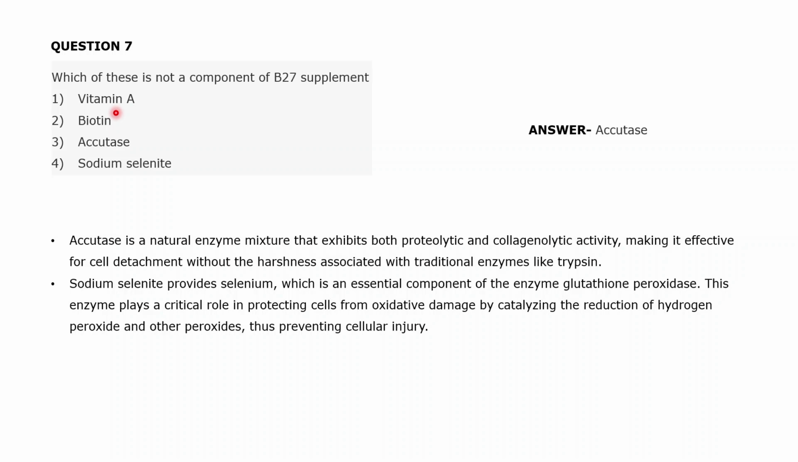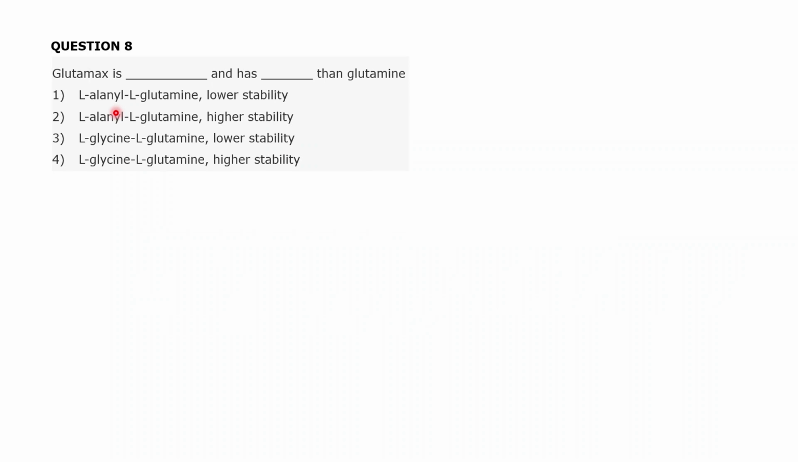Okay, so I think it's quite clear. I will just move on to the next question. Coming on to question number 8. GlutaMAX is a dipeptide, we know, and has what over glutamine? Which amino acid, and so what is the answer?